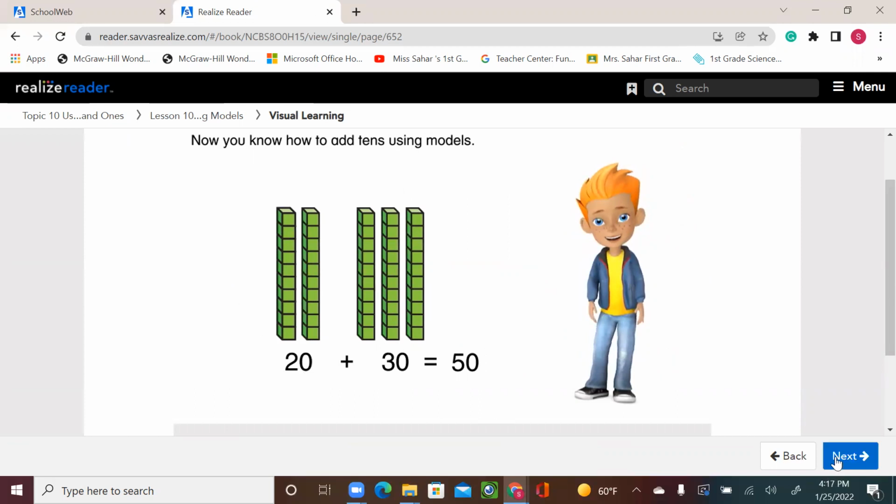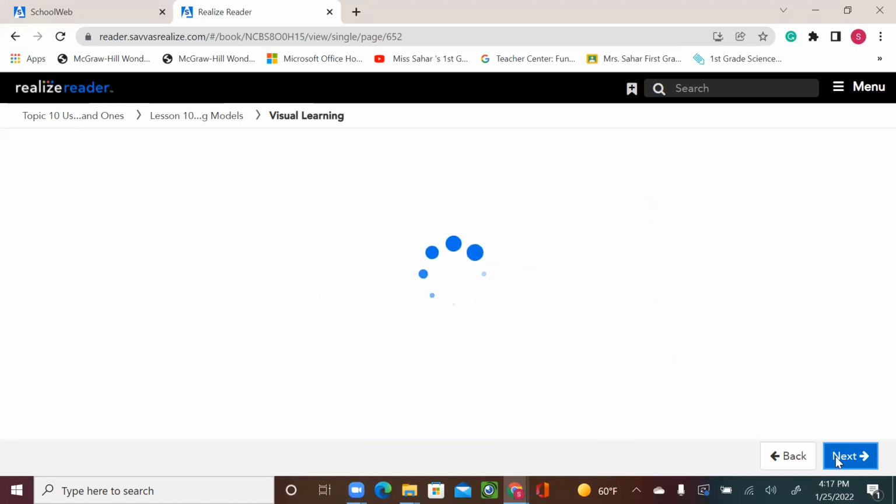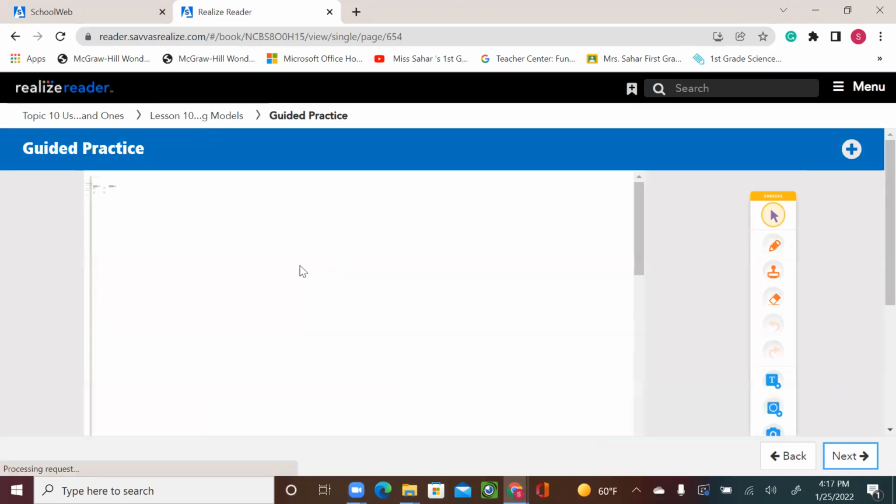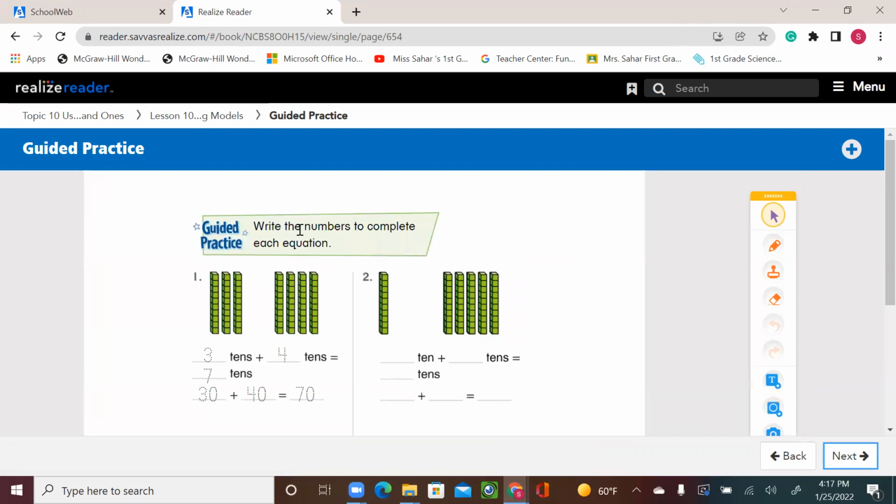Okay, let's go for our guided practice, page 402, and answer the questions we have. Write the numbers to complete each equation. I see 3 tens, 1, 2, 3, and 1, 2, 3, 4, 4 tens. So 3 tens plus 4 tens equals 7 tens. 3 plus 4 equals 7.